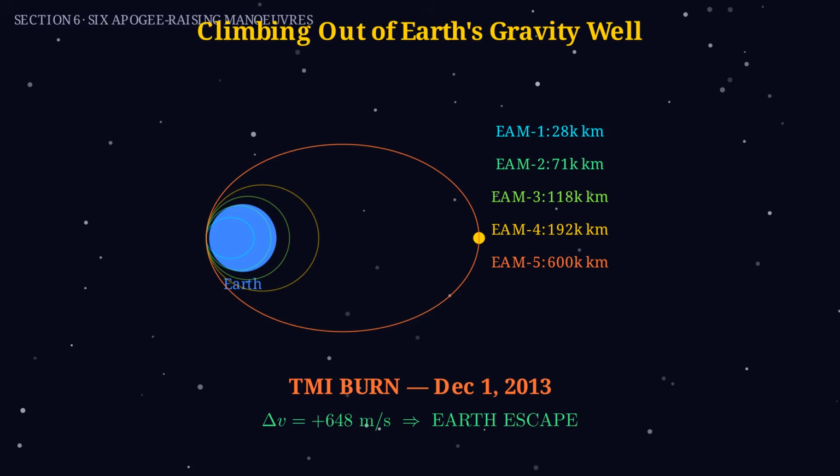The 6th maneuver on the 30th of November reached 600,000 kilometers. Approaching Earth's sphere of influence. Then on December 1st, the trans-Mars injection burn fired for 1,328 seconds. Adding 648 meters per second. And Mangalyaan escaped Earth.